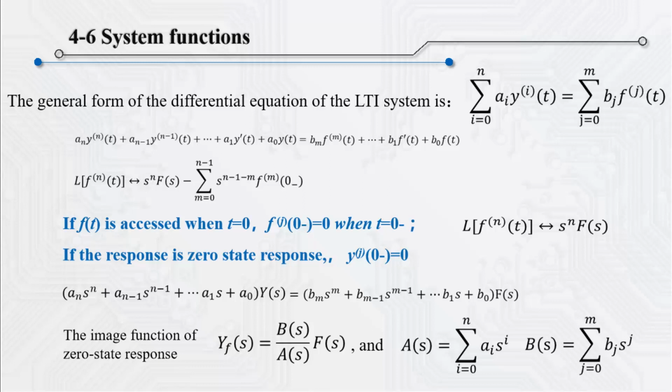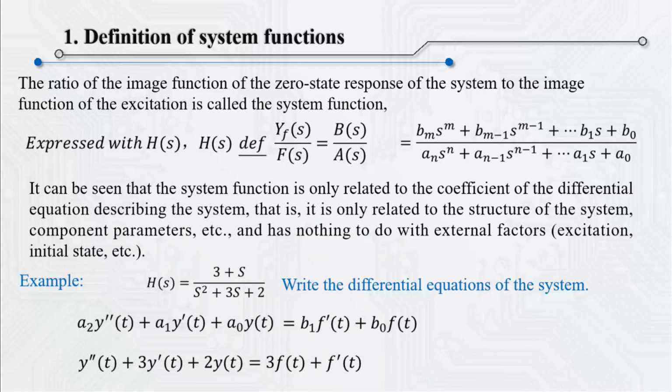We let A(s) equal the polynomial on the left as shown in the formula, and B(s) equal the polynomial on the right, so Y(s) equals B(s) divided by A(s) multiplied by F(s). Let's look at the definition of the system function. The system function is the ratio of the image function of the zero-state response of the system to the image function of the excitation, H(s) equals Y(s) over F(s), equal to B(s) over A(s).